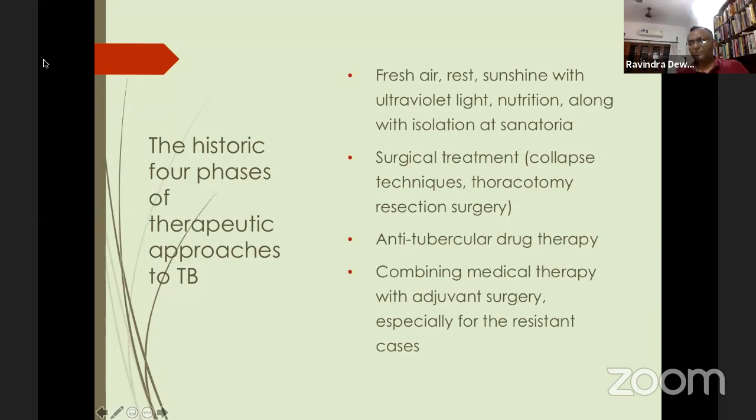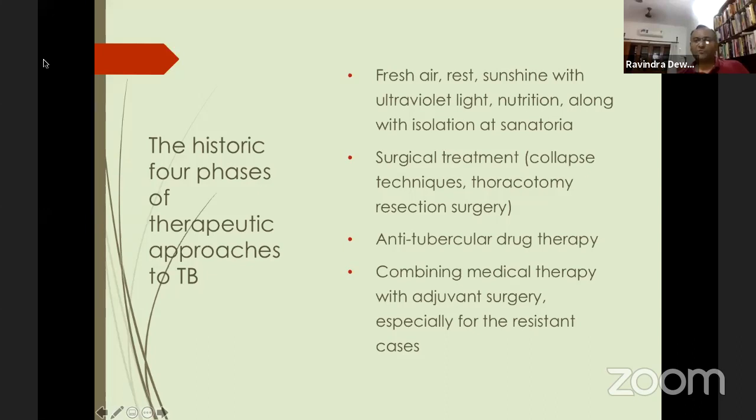If we take the modern era from the late 19th century onwards, the first period, which roughly starts around 1860, consisted of fresh air, rest, sunshine, nutrition, etc., and isolation at sanatoria. But the second period was basically surgical treatment, and most of thoracic surgery actually developed as a consequence of methods to treat tuberculosis, whether by collapse techniques, thoracotomy, or resectional surgery.